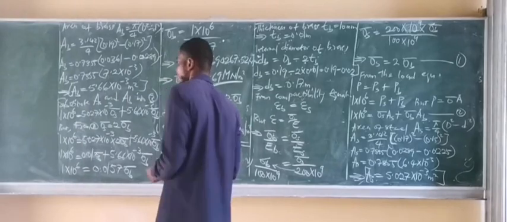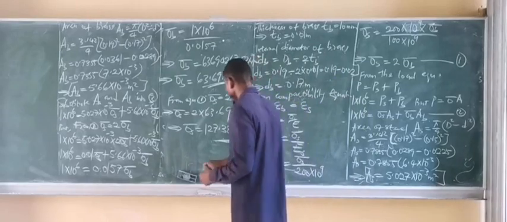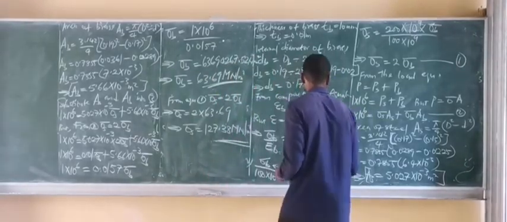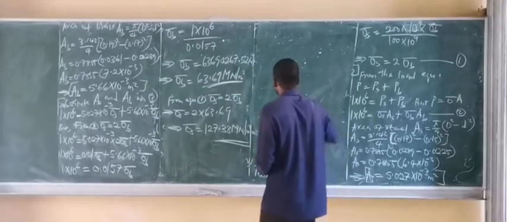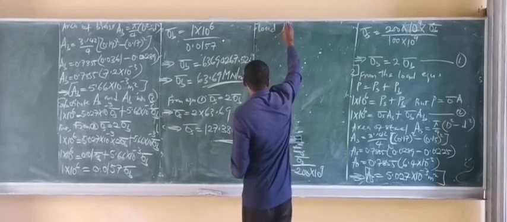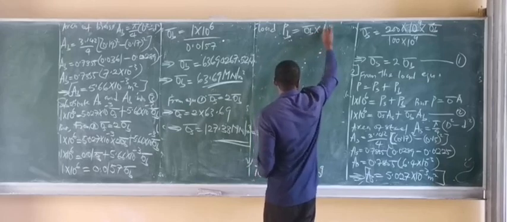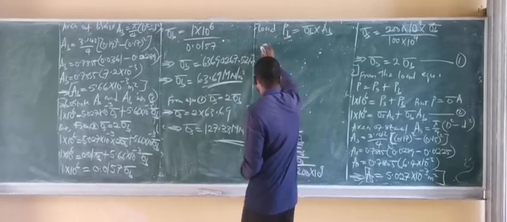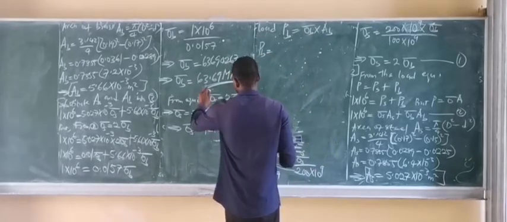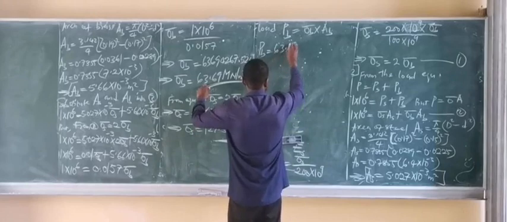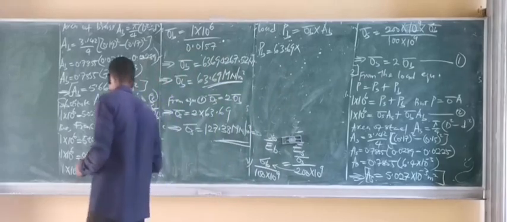The next question: we should find the loads carried by each of the materials. So we find the loads carried by each of the bars. You already know that load, which is P, of brass is simply the stress of brass times the area of brass. So the load of brass will be the stress of brass, 63.69, by the area of brass.